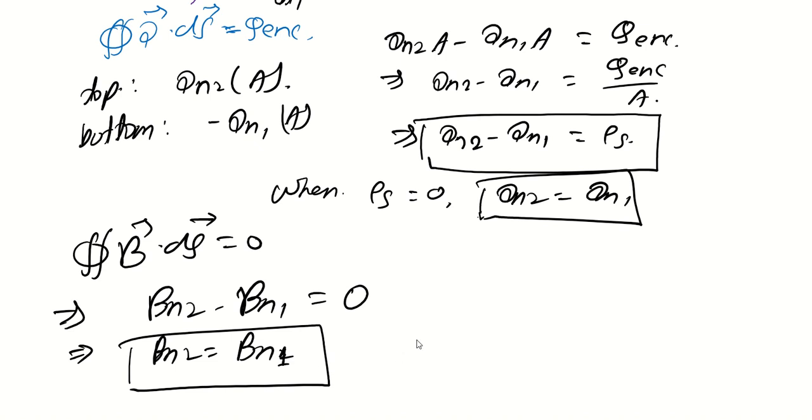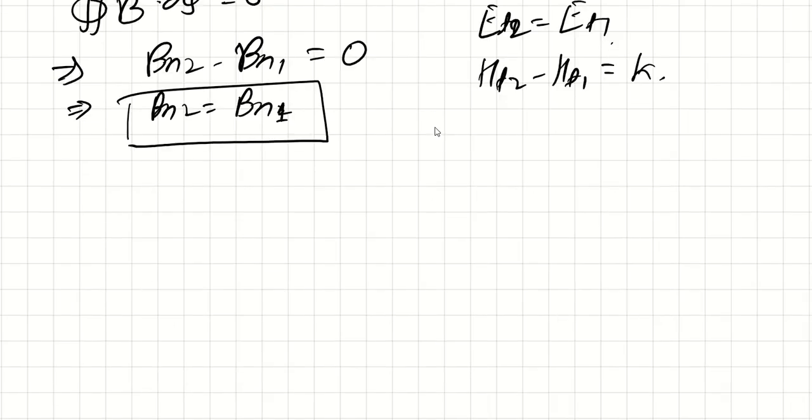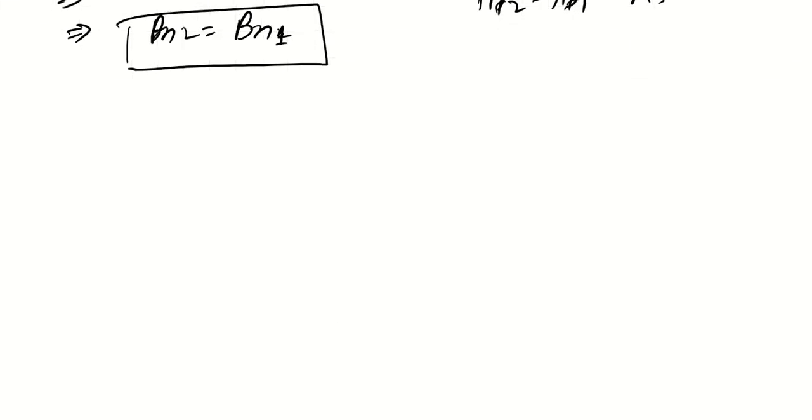So you have to understand these four relations. Et2 will be equal to Et1, Ht2 minus Ht1 will be equal to K, and Dn2 minus Dn1 is rho s, and Bn2 minus Bn1 is 0. So we will solve some GATE questions that will make you understand this concept clearly.